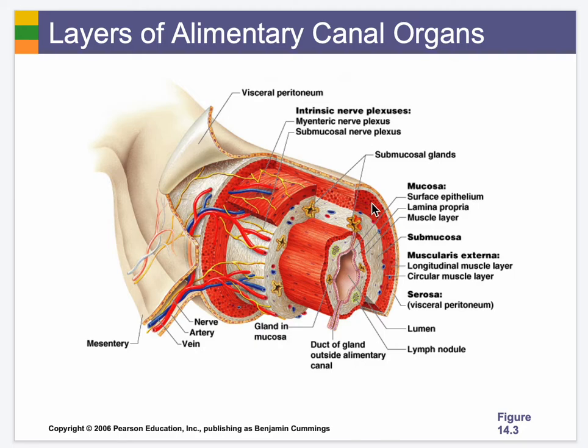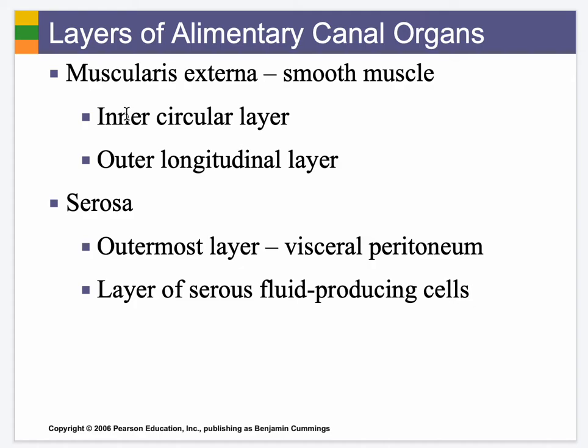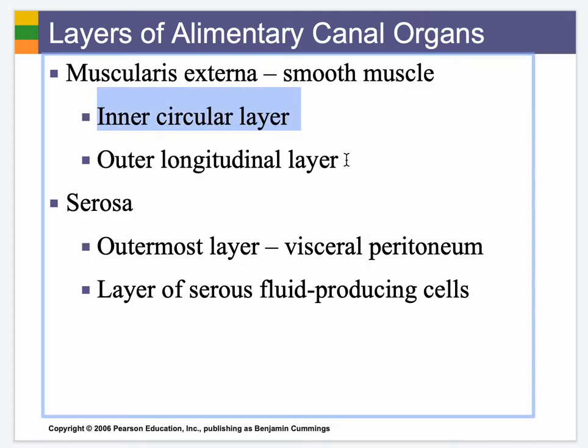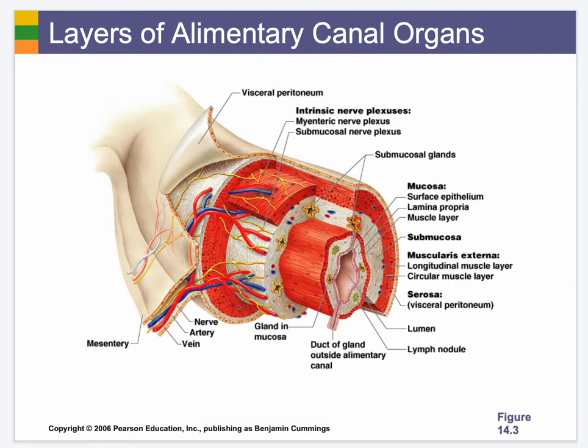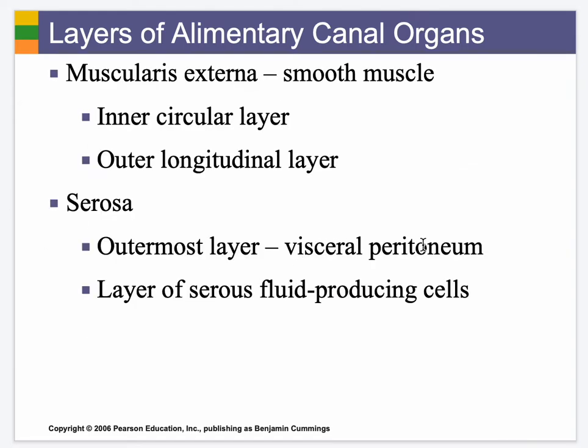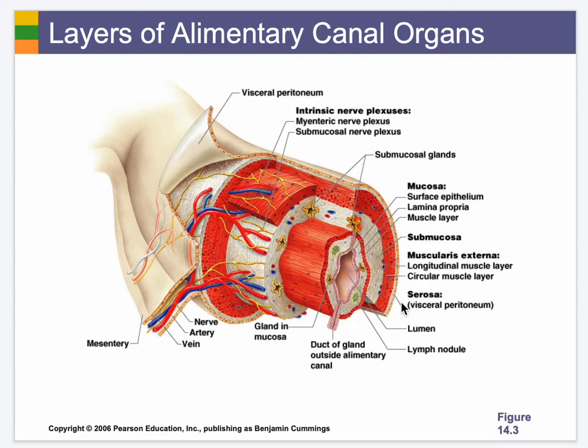Next is your muscularis externa. Your muscularis externa comprises two muscle layers. That's your circular muscle layer and your longitudinal muscle layer. Ayan. Now, you have your inner circular layer and you have your outer longitudinal layer. So, ayan. After doon, we have your serosa na, which is your outermost layer or your visceral peritoneum. So, it's a layer of serous fluid producing cells.